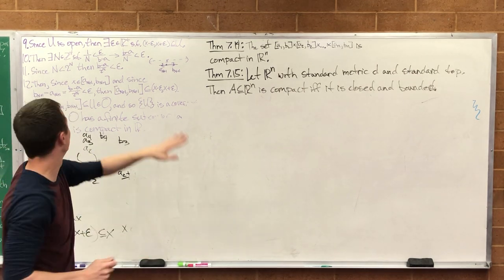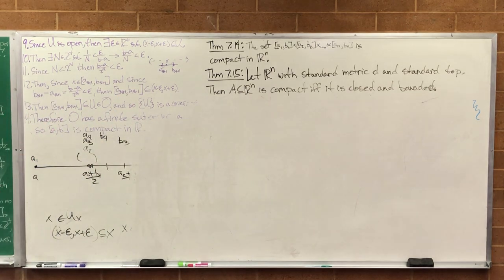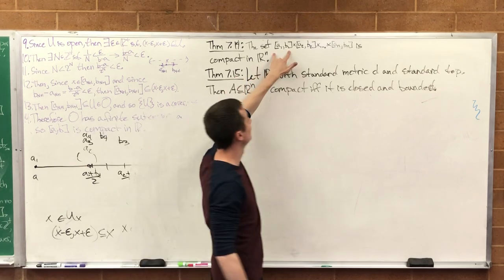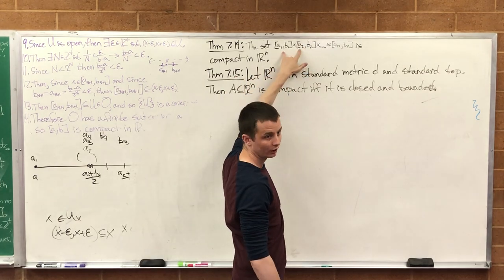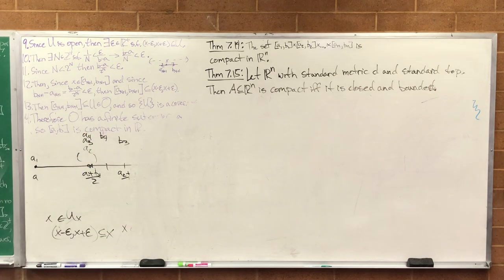It would be using our cross product one, X cross Y. So I know that this is compact, and I know that this is compact, therefore their cross product is compact. So combining this and the other one, you basically have it for free.